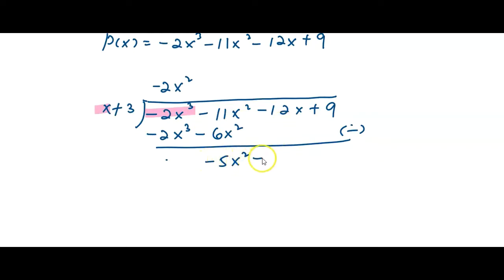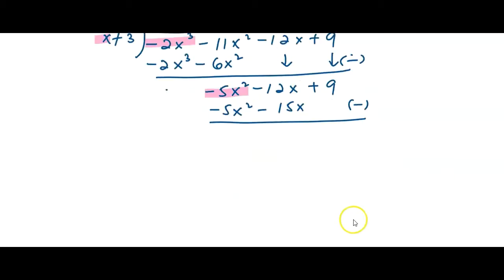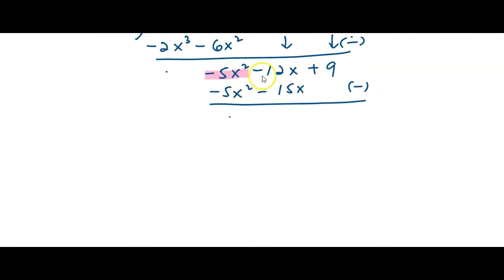And then we bring down the negative 12x and the positive 9. Then focus on the first term again. That is negative 5x squared divided by x, which is negative 5x. Negative 5x multiplied by x, you have negative 5x squared. Negative 5x multiplied by 3, you have negative 15x. Then minus again, the first term gives 0. Negative 12x minus negative 15x gives positive 3x. And plus 9, bring down the 9.